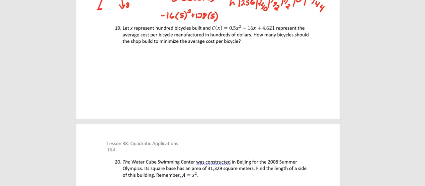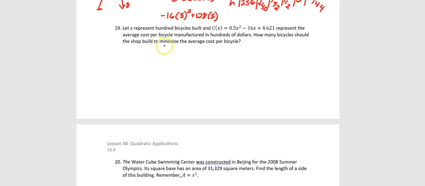Okay. X is going to represent the number of bicycles in hundreds, and C is going to represent our cost. You might think that would just be a straight line. It's not going to be a parabola. Well, eventually, when you make hundreds and hundreds of bicycles, you're going to have to buy more equipment because the equipment will get worn out. So then your costs start going down again and then back up. So you do have a parabola in some perspective.